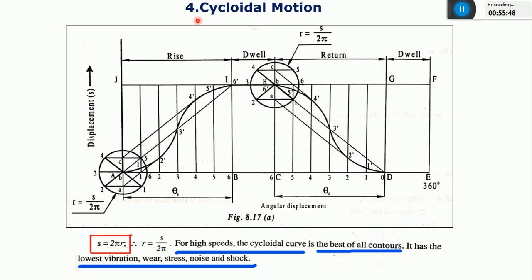We are going to select this kind of cycloidal motion because for high speeds the cycloidal curve gives the best surface of the cam. The cam will be designed in the best manner when you select this kind of follower motion, and it has the lowest vibrations. The vibrations from the follower are less, and it has less wear. The induced stresses are also less, and it has less noise and shocks, so that there will not be any damage to the cam and follower. So these are the features of this cycloidal motion.